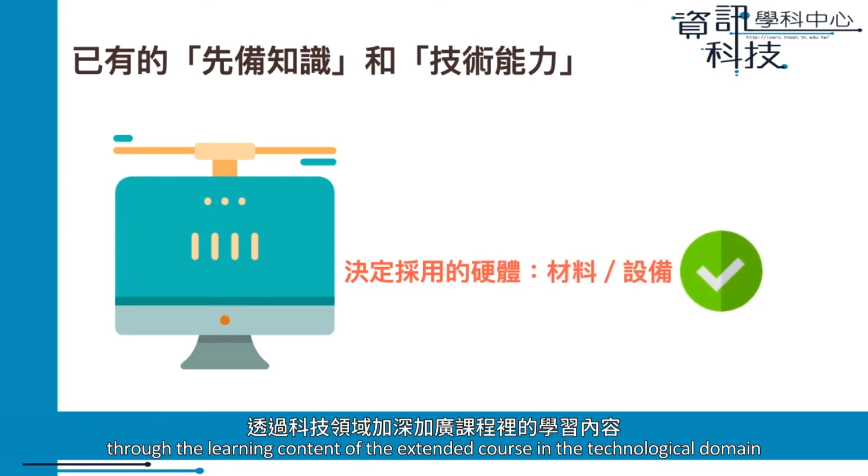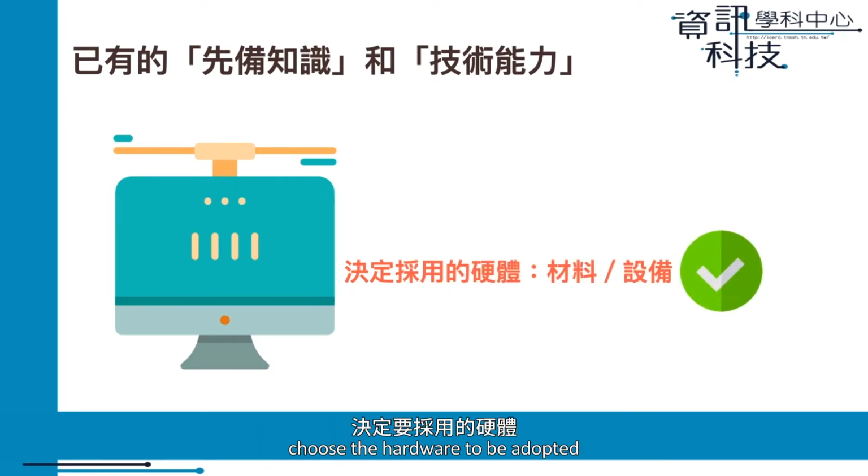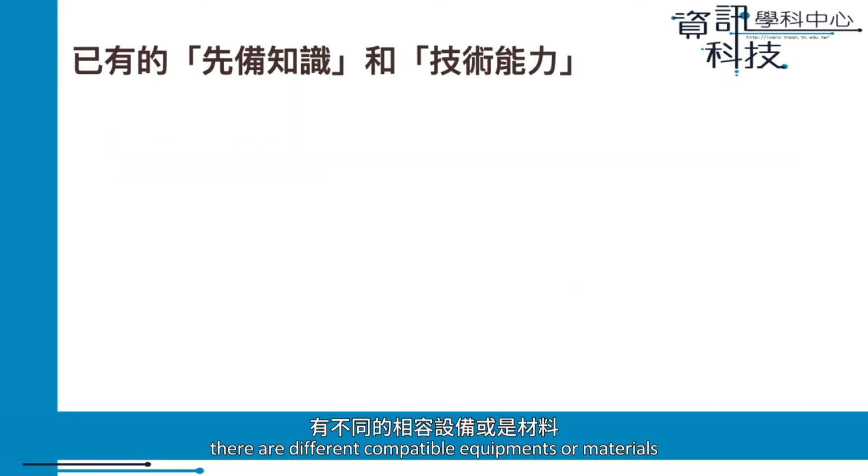Through the learning content of the extended course in the technological domain, choosing the hardware to be adopted, such as materials or equipment, understand that for the applications of different techniques, there are different compatible equipment or materials.